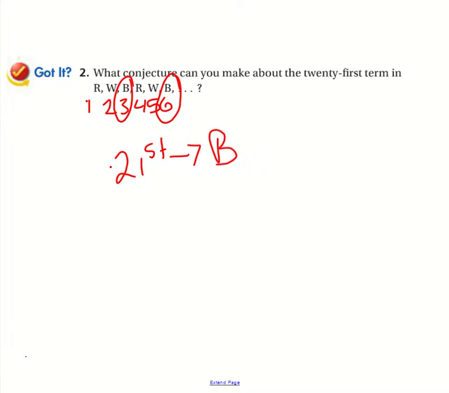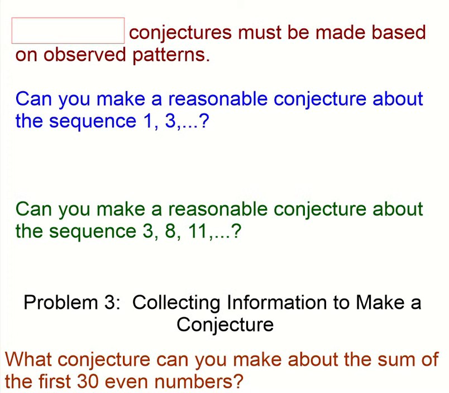Alright, and so what I noticed, I went through and I just labeled them each as the number term they were. So R was the first term, W was the second, B was the third, and then B once again was the sixth, which means B is probably going to be the ninth, and it's probably going to be the 12th. And through that I know that B is always going to be in a term number that's a multiple of 3. And I know that 21 is a multiple of 3, which means that the 21st term would be B. And so once again, we used inductive reasoning to come up with a pattern, and then we made a conjecture for the last term.